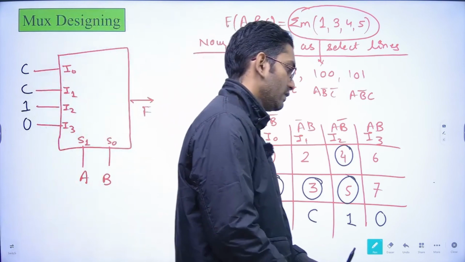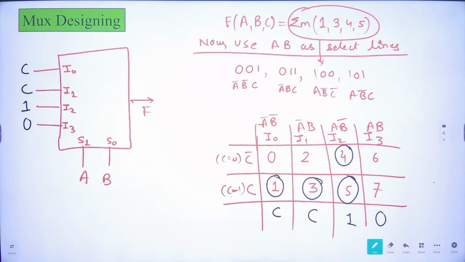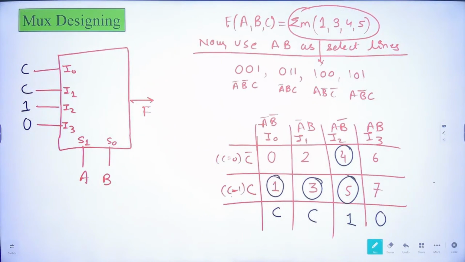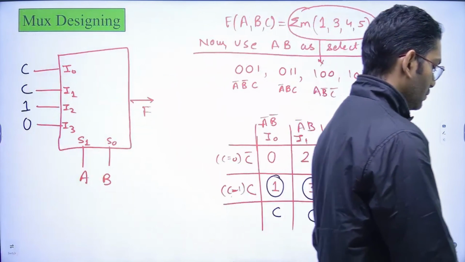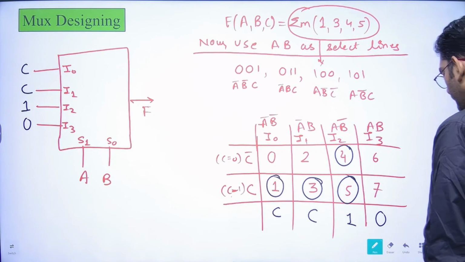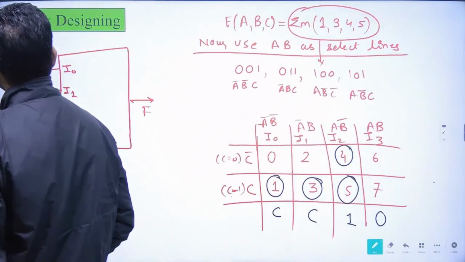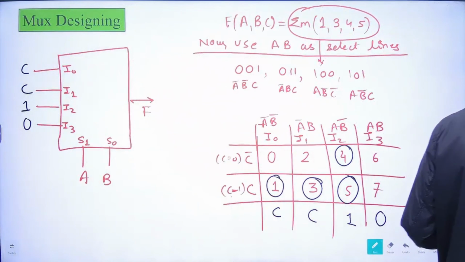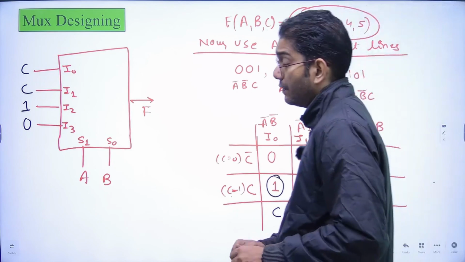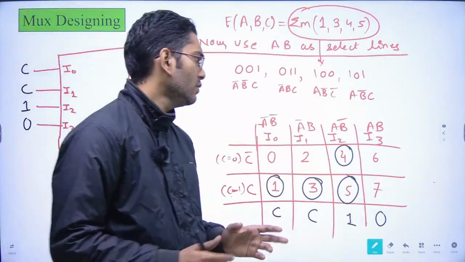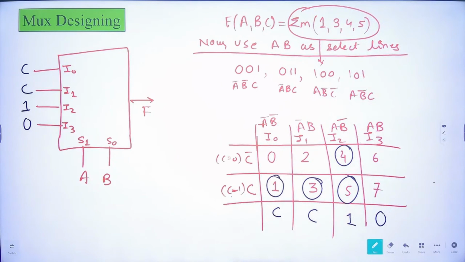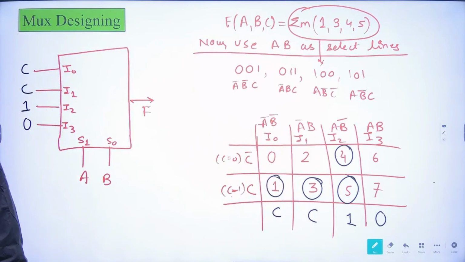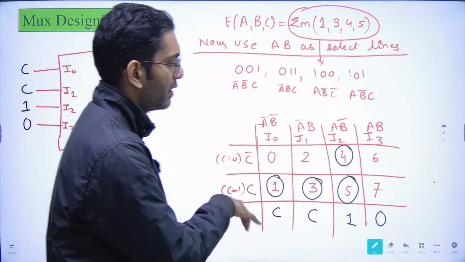Okay, so in this way we can design this particular MUX when we are using the select lines as A and B. This is the basic approach for MUX designing when we are using the select lines as A and B. In the previous slides I explained when we take the select lines as B and C. Fine. So we have understood the MUX designing in two cases: select lines A and B in this case, and B and C in the previous case.